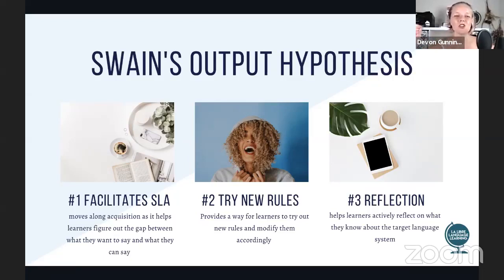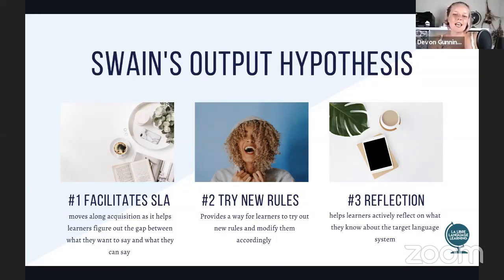Here are some more features of Swain's output hypothesis. Number one piece of this is that with output, so when you're thinking output activities, what are we talking about? We're talking about opportunities for your students to speak, opportunities for your students to write, imperfectly, by the way, just getting it all out there. Number one is that it facilitates the whole process of second language acquisition. It moves the train along because it helps learners figure out the gap between what they want to say and what they can actually say. So it helps facilitate that process.